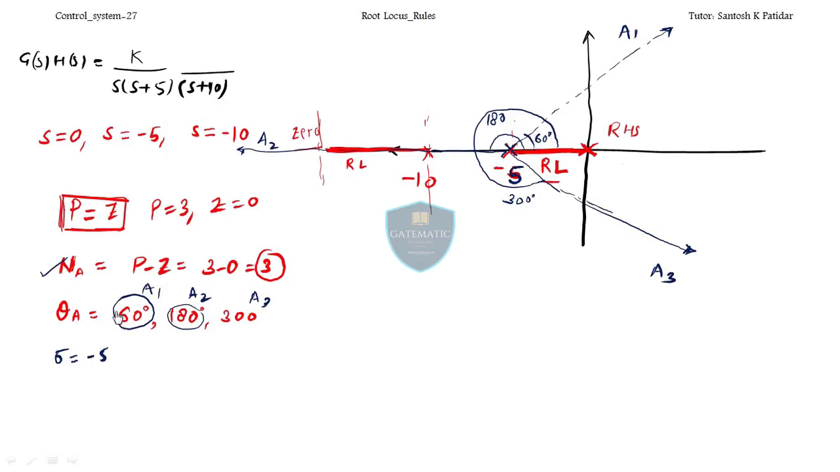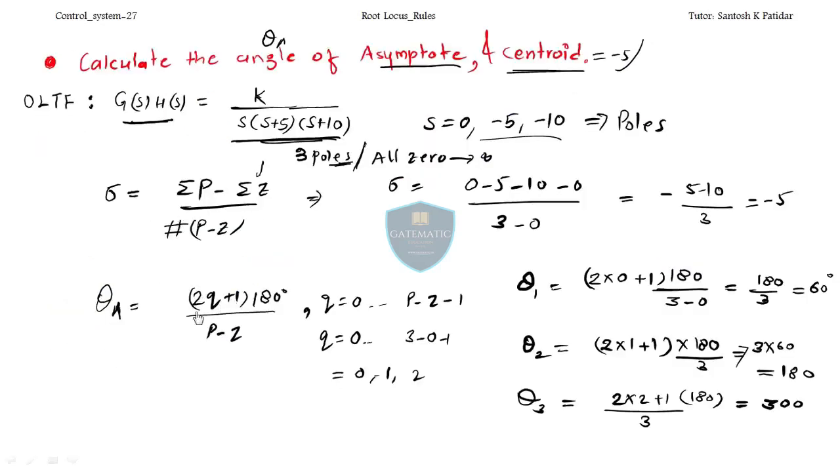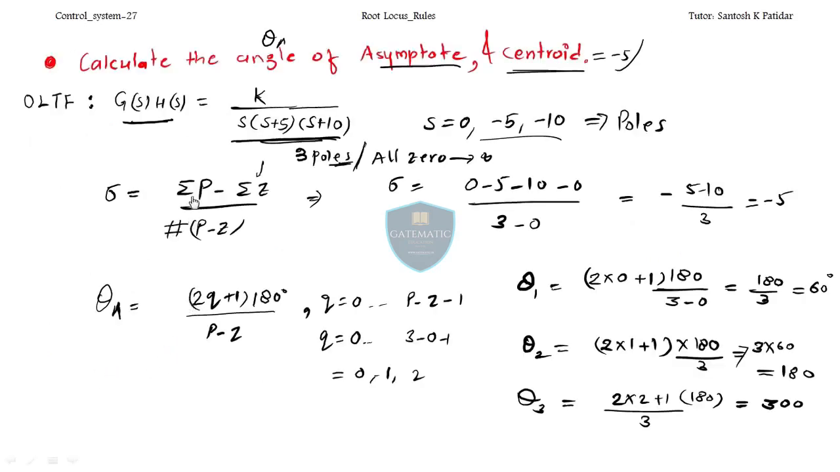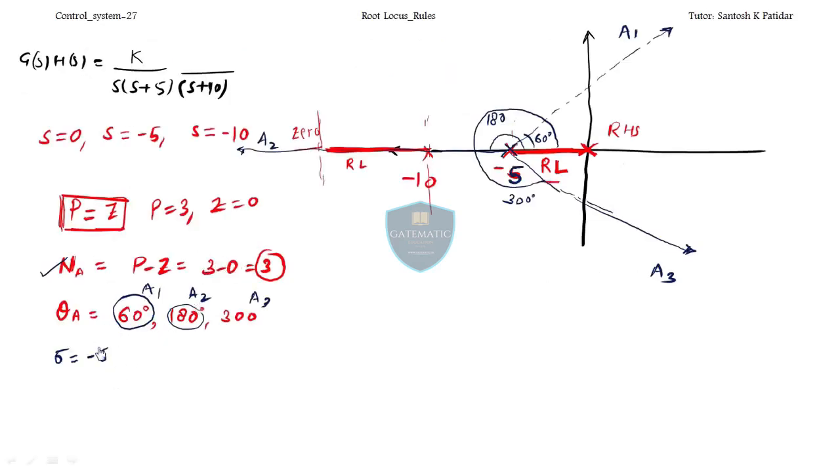The formula for the angle of asymptote we used over here is summation of (2q plus 1) into 180 degrees divided by number of poles minus number of zeros. Okay, so I have found the angles. But I need the intersection point, that is nothing but the centroid. So that centroid I have found by the formula summation of p minus summation of z divided by number of p minus z. So over here I got the value, that is -5.